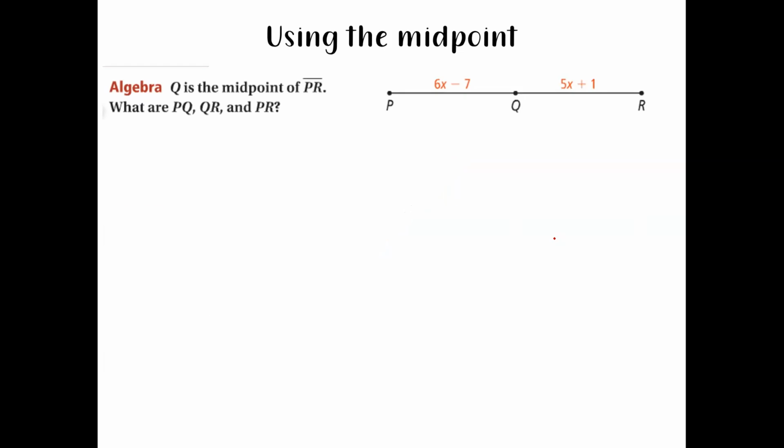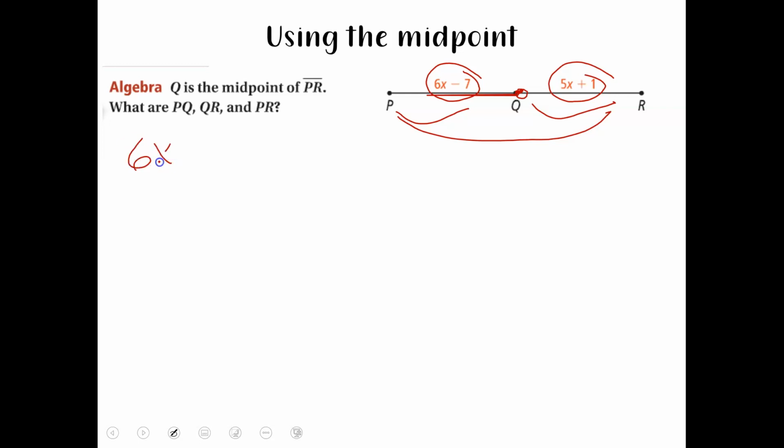Okay, last example. In this figure, Q is the midpoint of PR. If Q is the midpoint of PR, then you know that it cuts this whole segment PR into two equal segments. So your job is to figure out what's PQ, what's QR, and what's the whole thing. Well, in this problem you're going to use a little algebra because PQ is equal to this expression 6x minus 7. QR is equal to this expression 5x plus 1. So you just have to set them equal and solve.